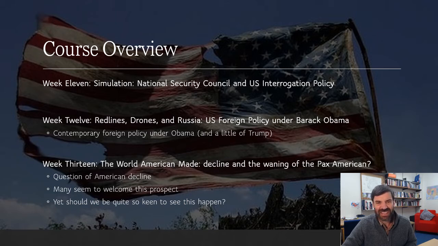What Kagan essentially argues during this week is that we shouldn't be welcoming or wishing for America to decline in power or influence at all, because the likelihood is not that the world will become more peaceful and better. On the contrary, he argues that the world will become a more dangerous place, and one more dominated by autocratic regimes such as China and Russia.